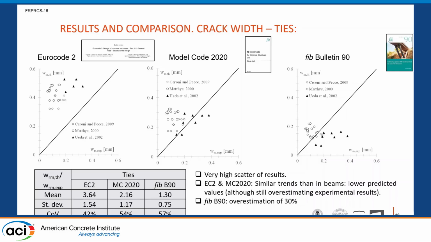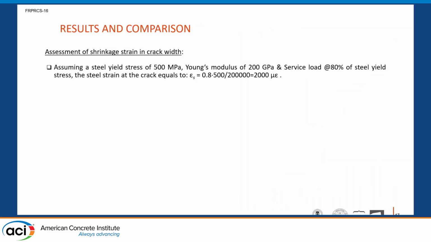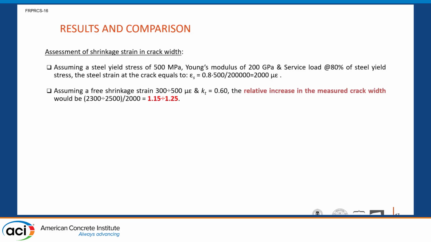Well, we have one theory, that again the tensile area in concrete was playing a role. If you remember here, we were considering three times the diameter, which probably was not the case. So we said, okay, let's assess what's happening with the shrinkage. And we did a very quick calculation, assuming that the stress in the steel is 80% of the yield strength, so we can have the value of the strain, and assuming a free shrinkage of between 300 and 500, with that we can have an increase in the measured crack width of around 15 to 25%.